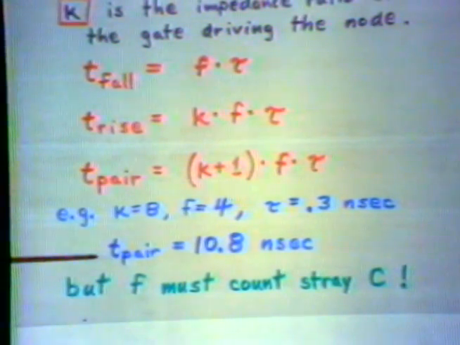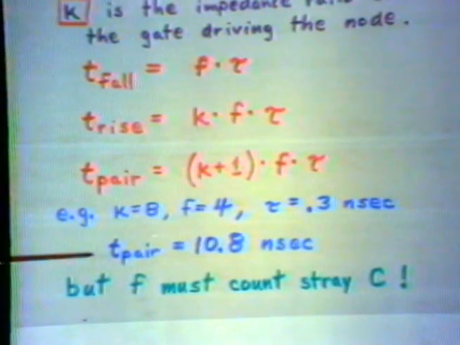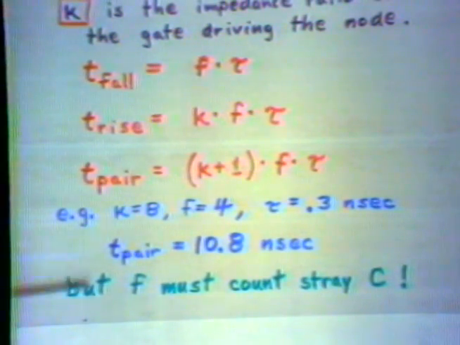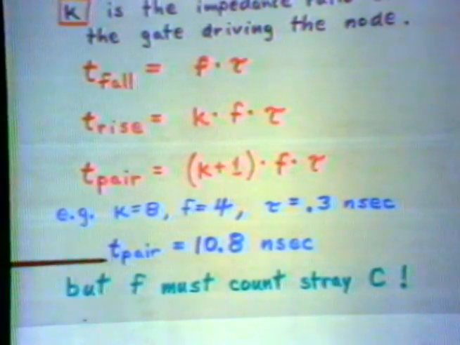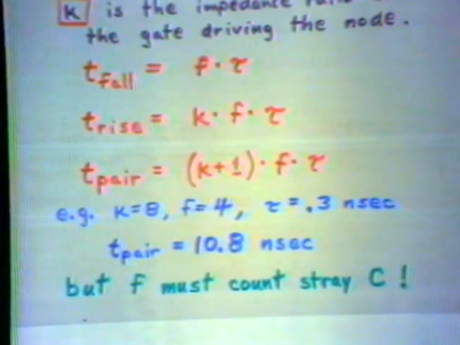If you look at average gate delays, you might be tempted to divide that by 2. Say the gate delay is 5.4 nanoseconds. That's probably fairly misleading because any given node has a rise time that's about twice the average. So the pair delay is a useful measure. So keep in mind this formula, (k plus 1) f tau, for a pair of inverters. And don't forget that when you measure fan-out, you should include some measure of the stray capacitance in that. We'll talk about how you estimate that later.